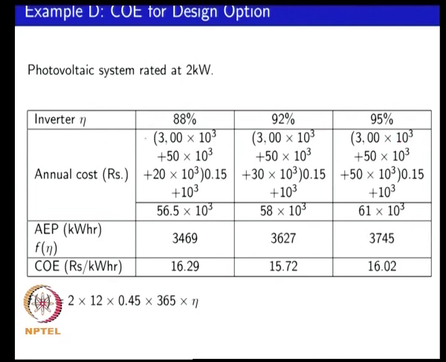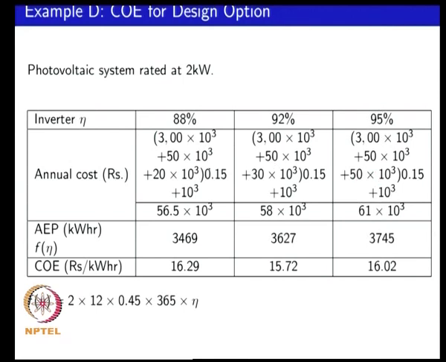The panel cost is the same for the three inverter choices. The installation and commissioning cost is also the same. It is largely wiring, how you mount the panels, the civil works or the mechanical structures, etc., associated with it. We will assume it is the same. Then if you look at the inverter cost for the 88% inverter, it is 10,000 rupees per kilowatt. So, 2 kilowatts is 20,000 rupees. For the 92% efficiency, it is 30,000 rupees. For the 95%, it is 50,000 rupees.